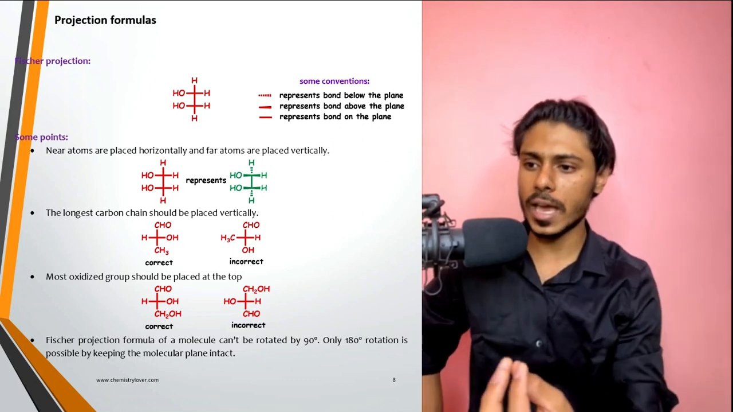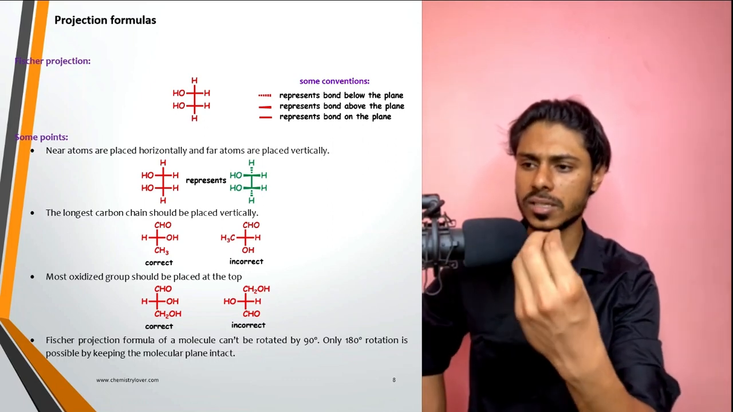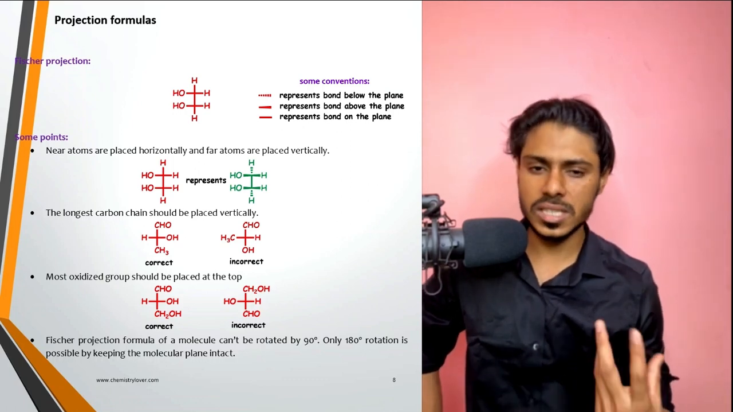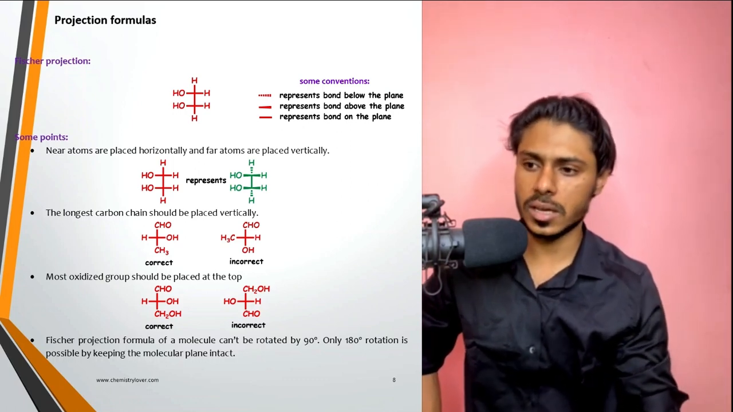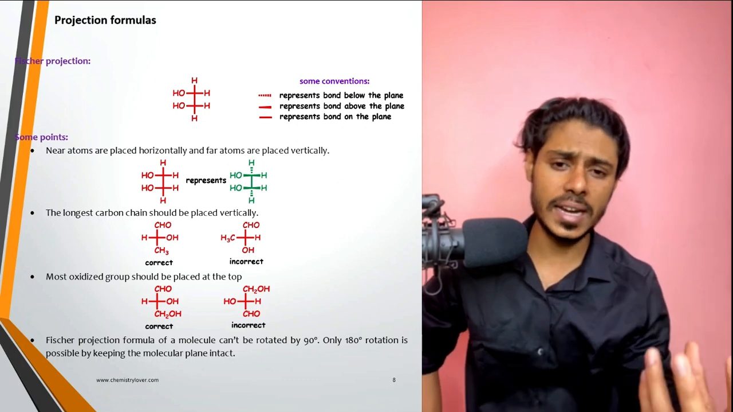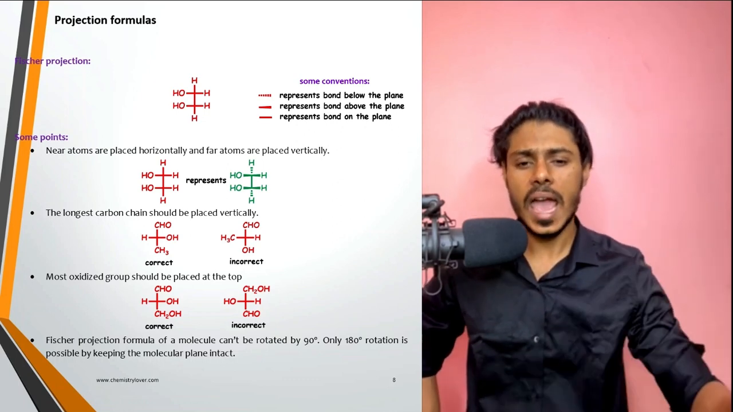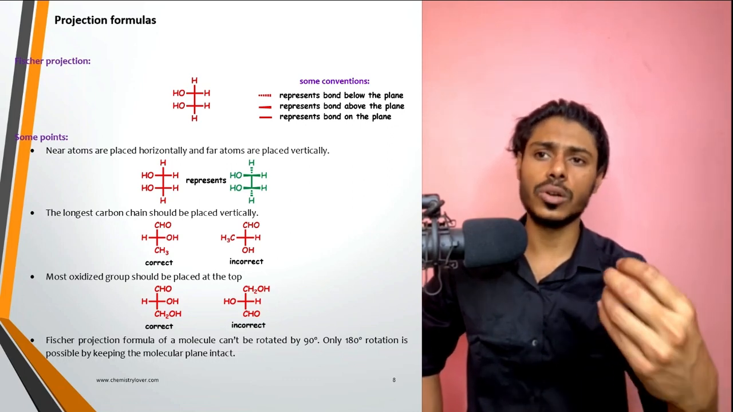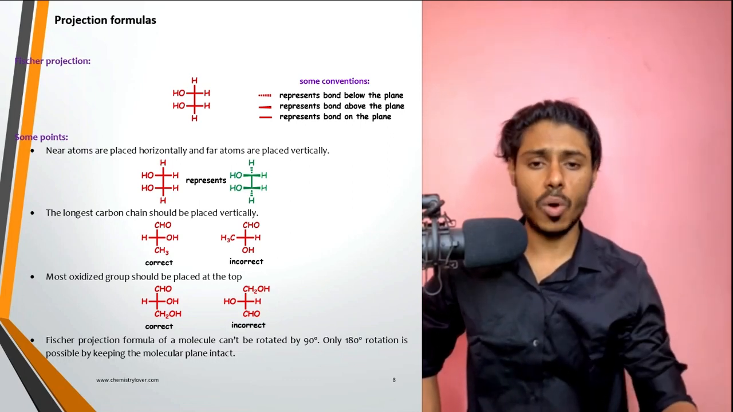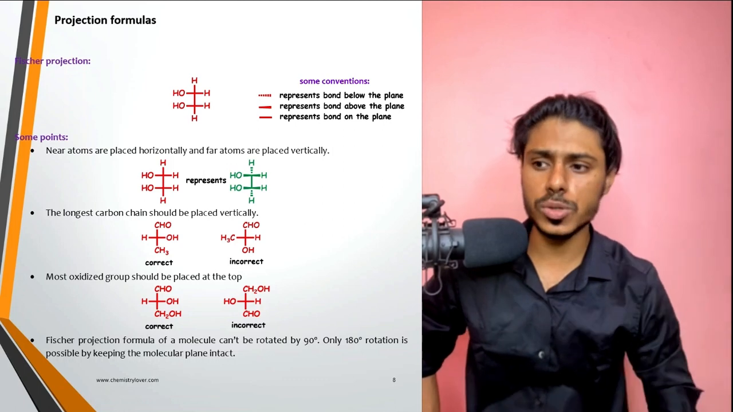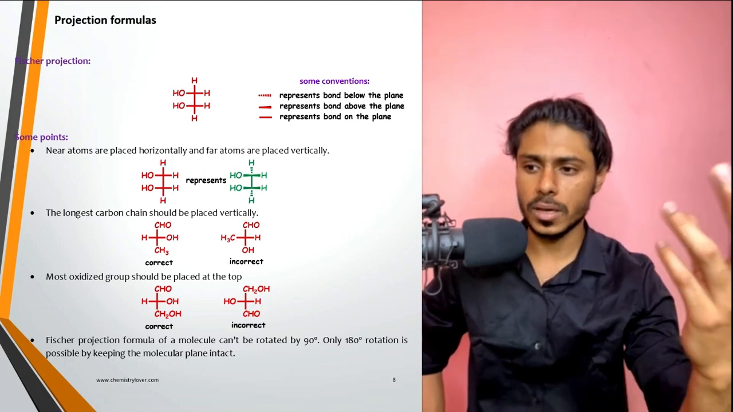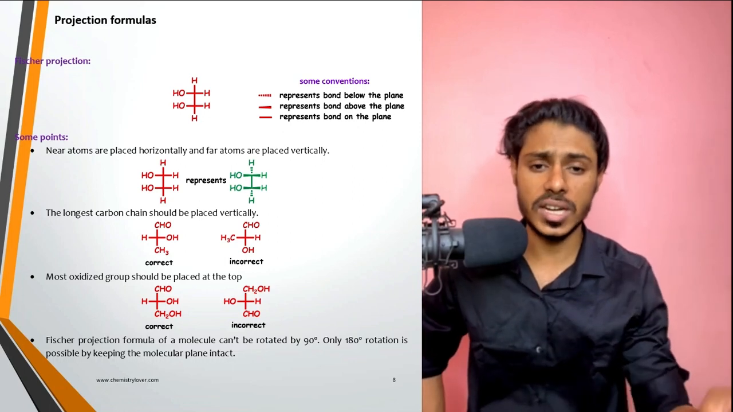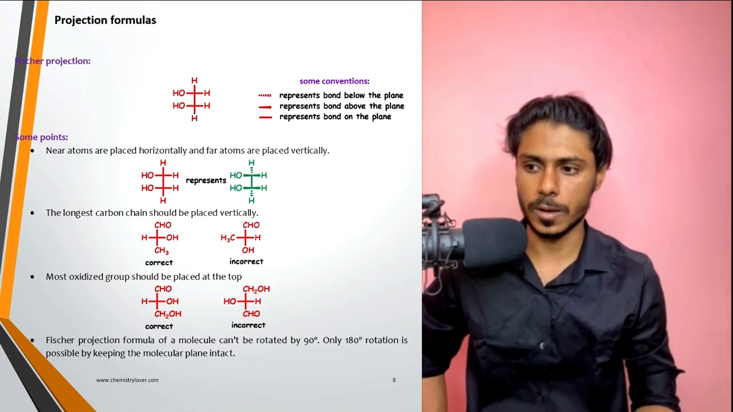at the top. So in this third rule, we have two kinds of groups. One is a CHO group, and another one is CH2OH. That is, one is aldehyde, another one is alcohol. And we know that aldehyde is at a higher oxidation state and alcohol is at a lower oxidation state. So because aldehyde is the more oxidized group, it should be placed at the top, which is the correct representation. If you place aldehyde at the bottom, this is an incorrect representation according to the Fisher projection formula.